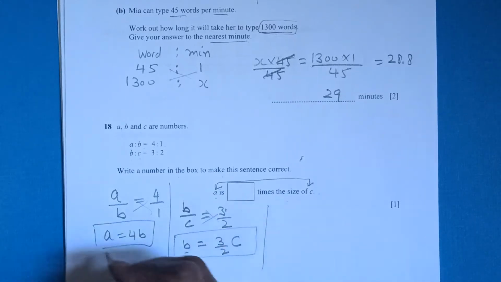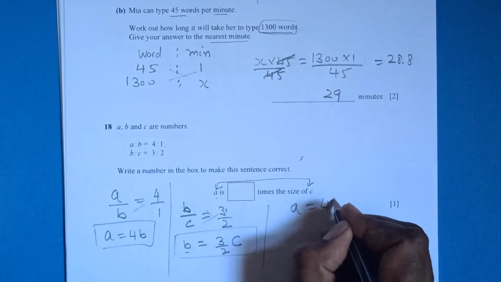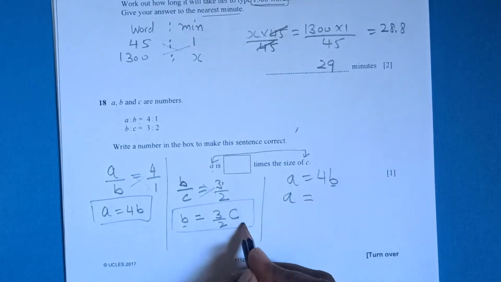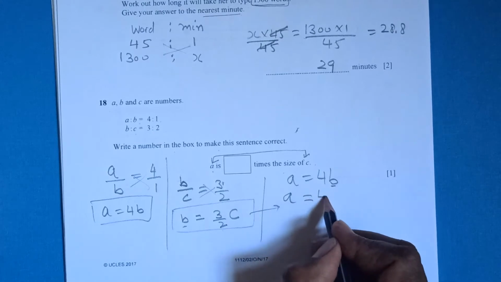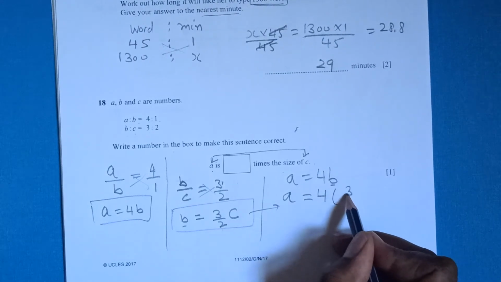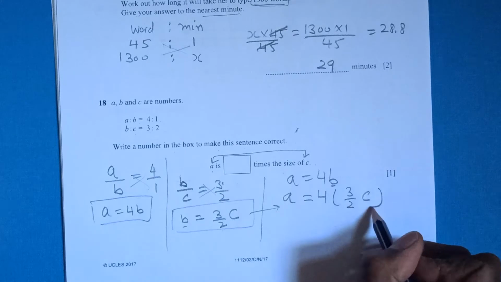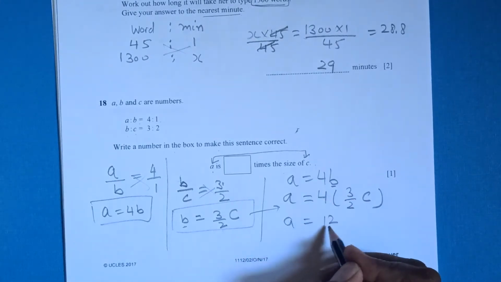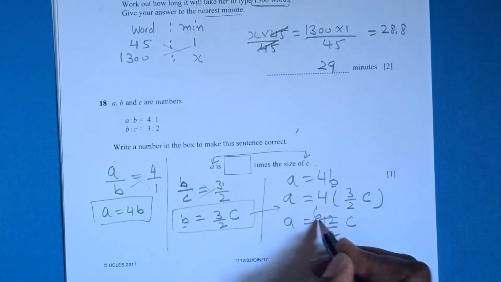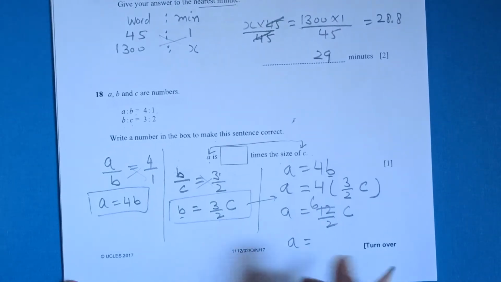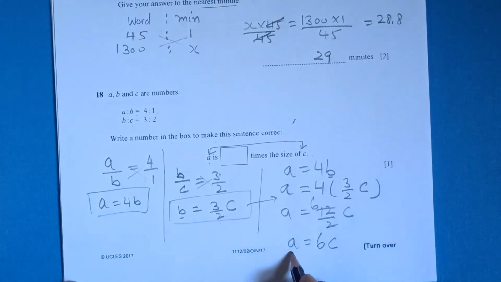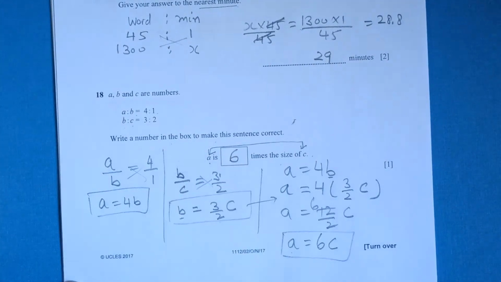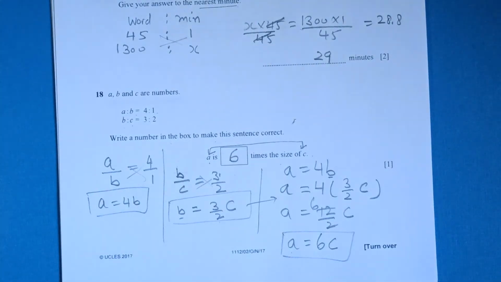So that means we are going to eliminate B. From the first equation, we have A equals 4B. So we can substitute the value of B in terms of C. From here, B is 3/2 times C. So just simplify this. This will be 4 times 3, 12/2 C. So when you simplify, A equals 6C. So A is 6 times C. So in the box we can write down 6.